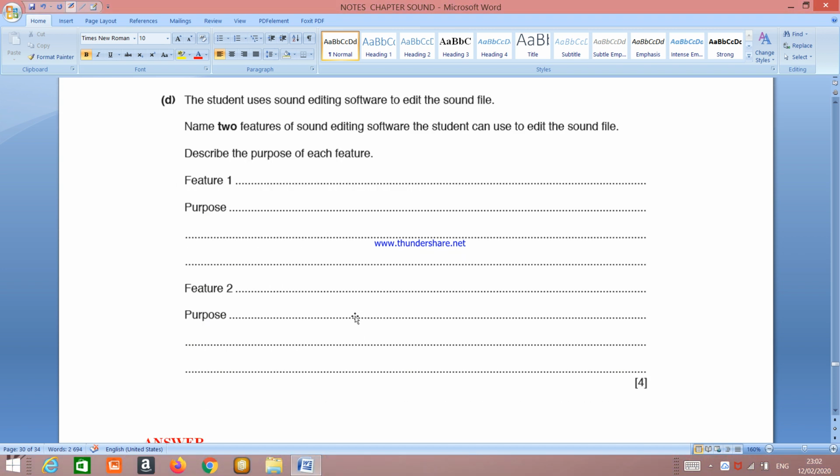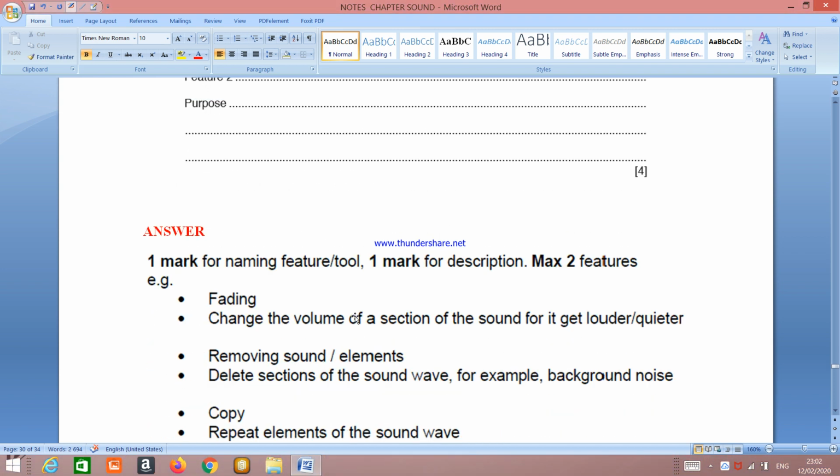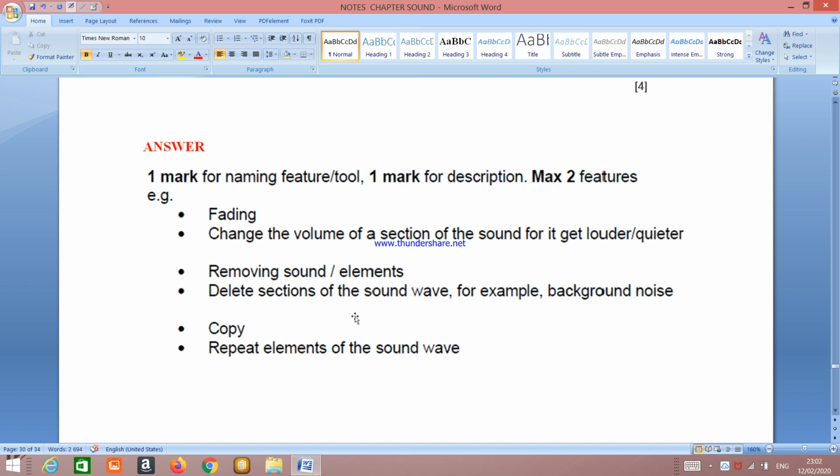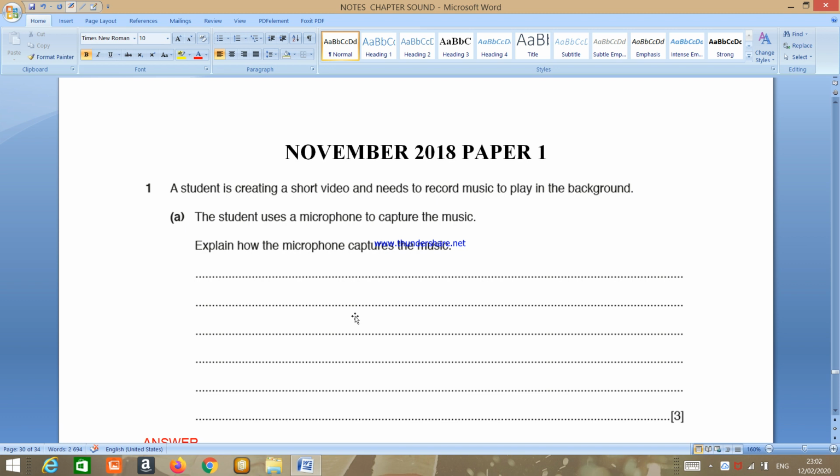So again, we are talking about sound editing software. You can fade the sound, that is change the volume of a section of a sound, making it louder or quieter. You can remove sound elements, deleting a section of the sound or some tracks. Copy means repeating an element of the sound wave.